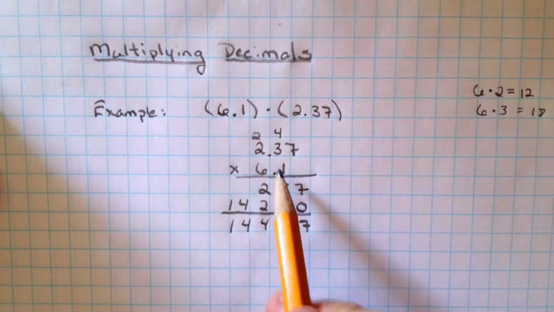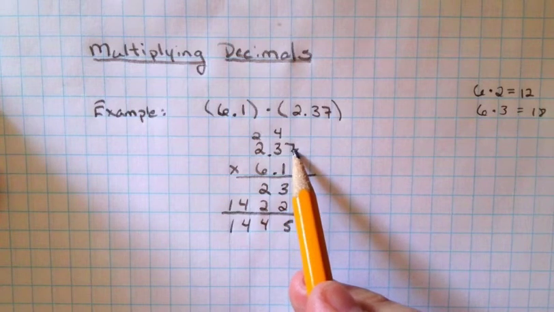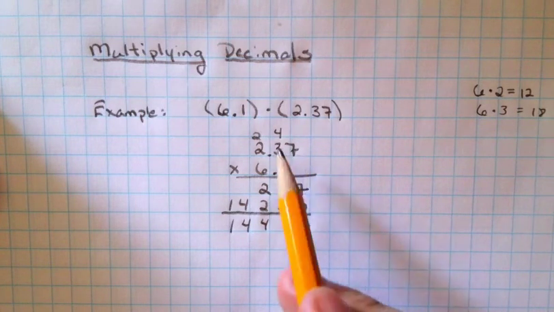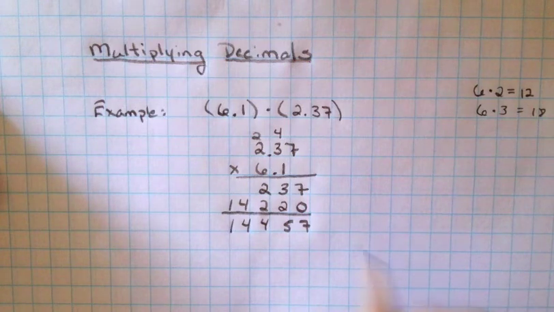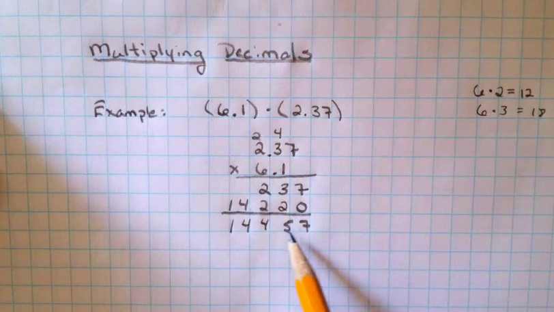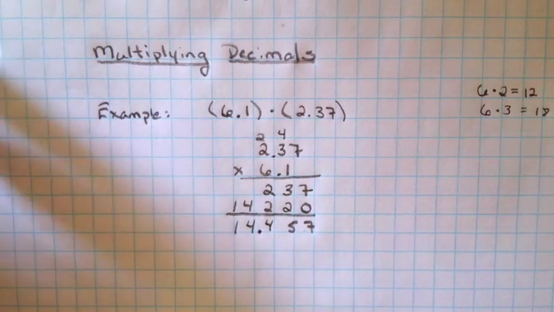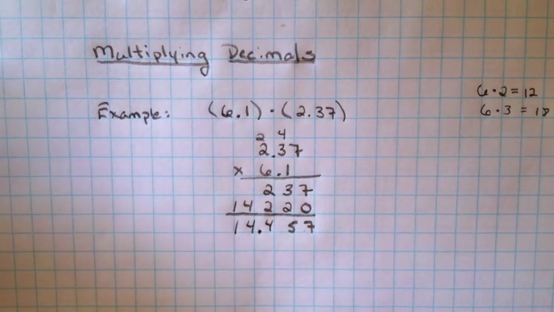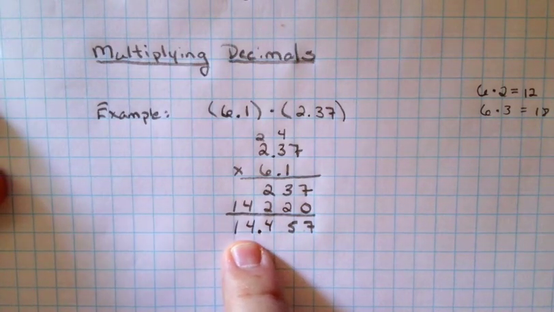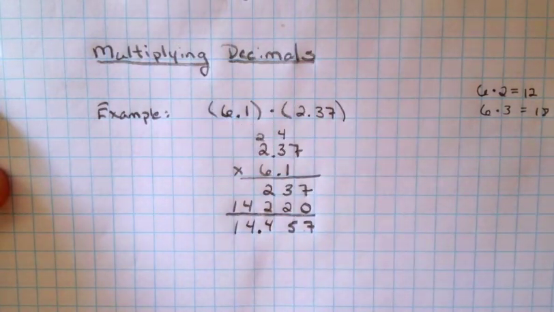Now I'm going to count up how many decimal places I had. Here I have 1, 2, and then I've got another one down here. So altogether I've got 3 decimal places. From the back of this number, I'm going to count 3 spots: 1, 2, 3. I'm going to put my decimal point right there. Now I want you to notice that 14 makes sense. If I take something around 6 and multiply it by something around 2, I should be roughly between 12 and 18, somewhere in there.